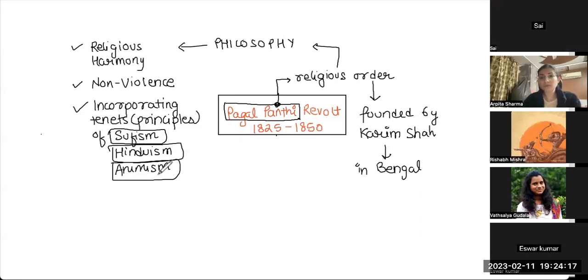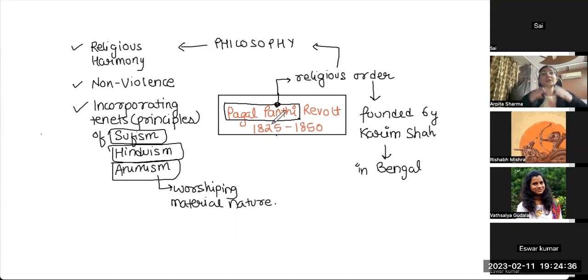Animism का मतलब क्या होता है? What is animism? Animism means when you are worshipping nature, when you are worshipping the material nature. That is animism. The living beings. When you see God in the nature.